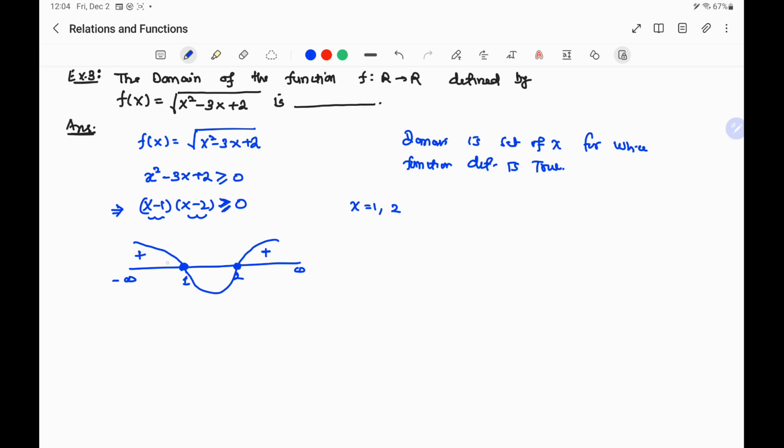Therefore, our solution will be the shaded area. That means x belongs to minus infinity to 1, and 1 is inclusive, so we will put a square bracket, while minus infinity is non-inclusive, so we will put a parenthesis. And then union, and it is 2. 2 is inclusive, so square bracket, and then infinity. This is the answer. This is the domain of the function.